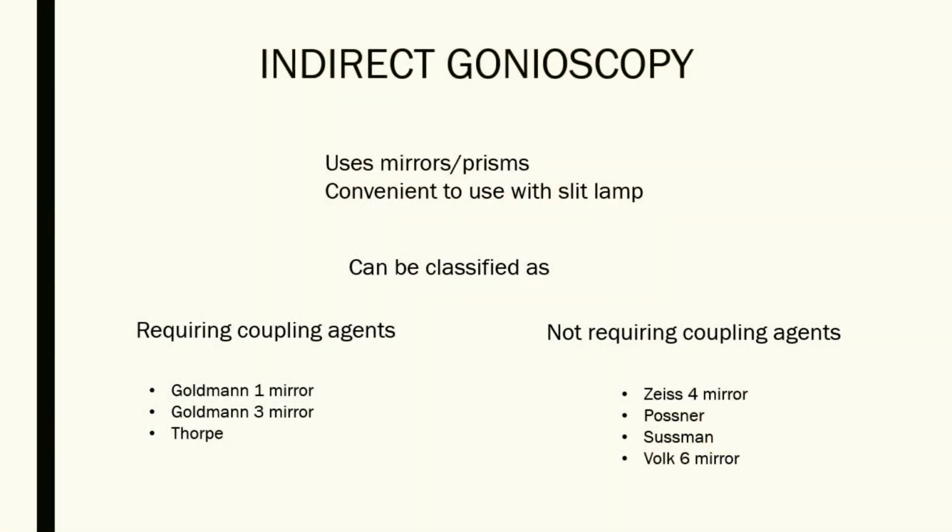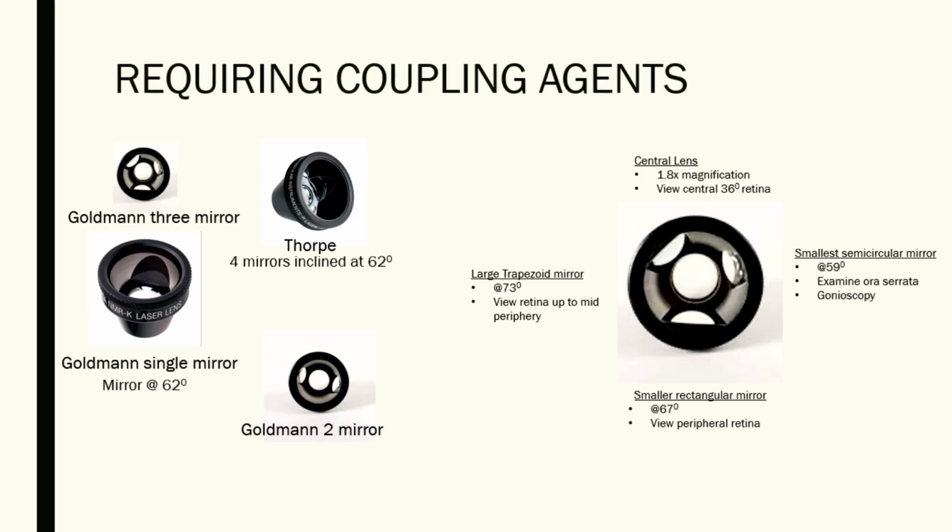They are further classified as those requiring coupling agents and those which do not. So the lenses that require coupling agents include Goldman single mirror, 2 mirror, and 3 mirror, along with Thorpe. Here the mirrors are inclined at 62 degrees. The Goldman 3 mirror has 3 mirrors and a central lens. However, we will only be using the smallest semicircular mirror, which is angled at 59 degrees to perform gonioscopy.